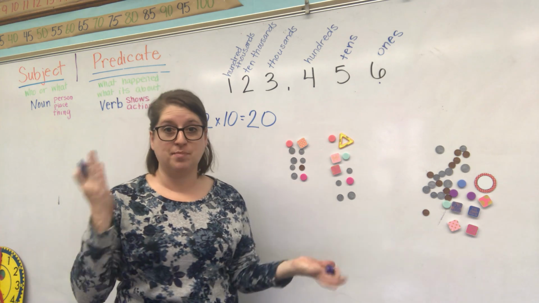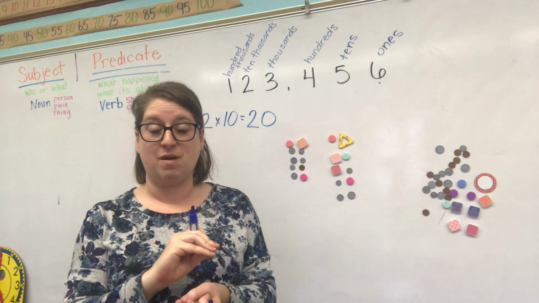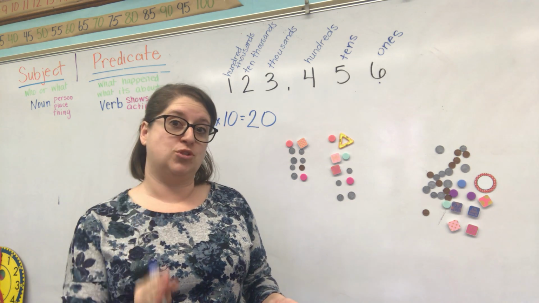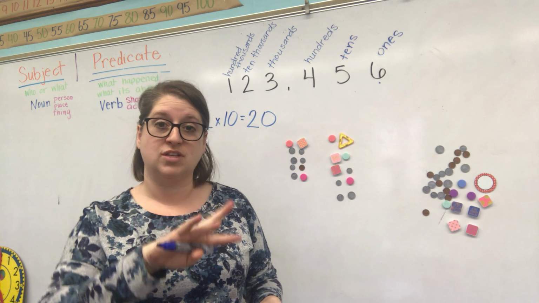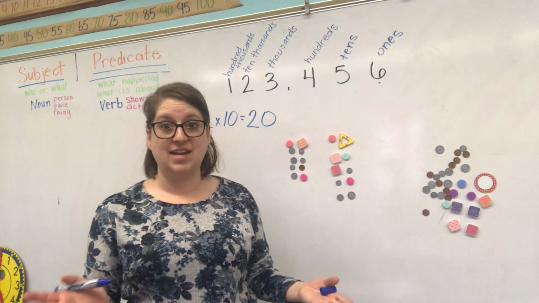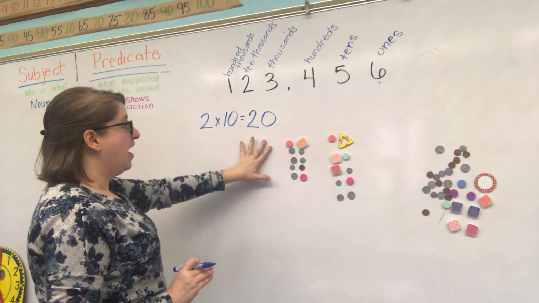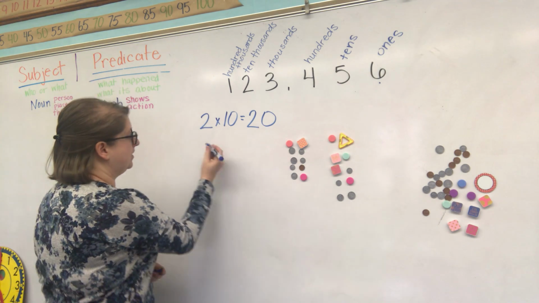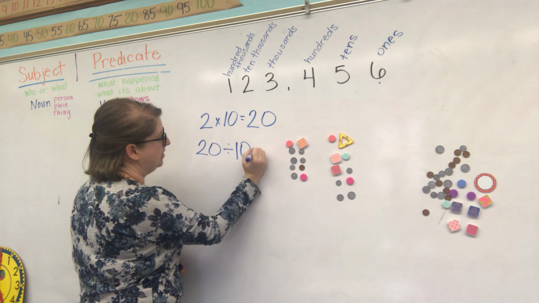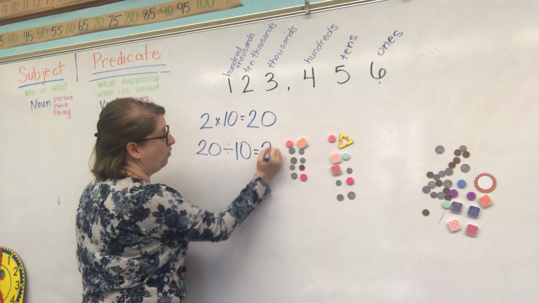Now, dividing is the opposite of multiplying. Just like adding and subtracting, we can flip-flop them. Remember how when we do fact families, you can do 1 plus 2 equals 3, 3 minus 2 equals 1, and you use those same 3 numbers, and if you flip-flop the adding, it's the subtracting problem. Well, it's the same thing with dividing and multiplying. So if I have 2 times 10 equals 20, I could flip-flop that whole thing, and I could say 20 divided by 10 equals, what do you think it's going to be? It's going to be 2 because we just flip-flopped the whole thing.